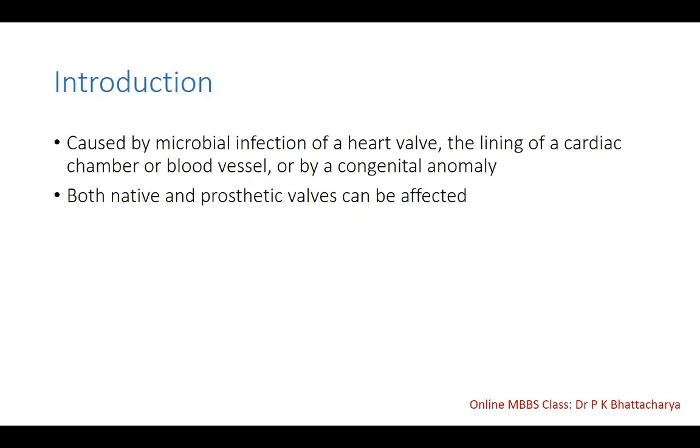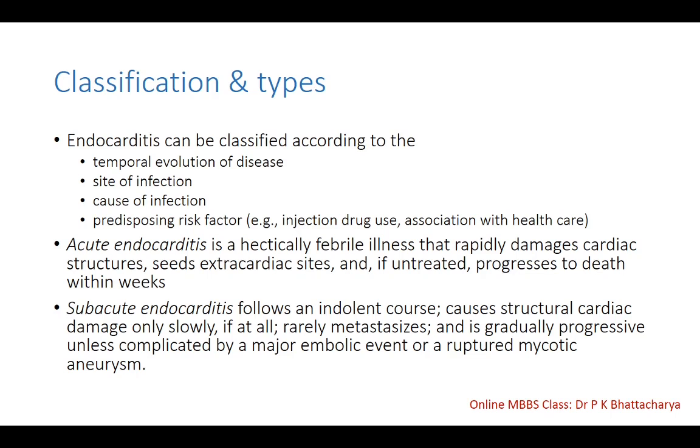So it is basically a microbial infection, predominantly by bacteria and sometimes by fungus and other atypical organisms, affecting the heart valves and the endocardium, the lining of the cardiac chamber, or the blood vessels. That means the endothelium layer of the big blood vessels, and it may also affect congenital anomalies. It may affect the native valves, that is the normal valves, and also the implanted valves. The prosthetic valves may be affected. Either of them may be affected here.